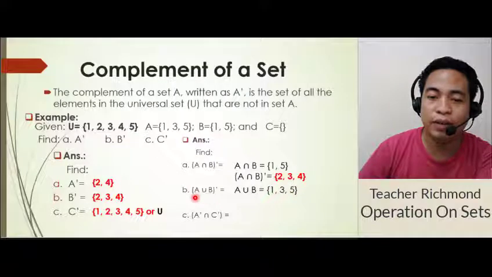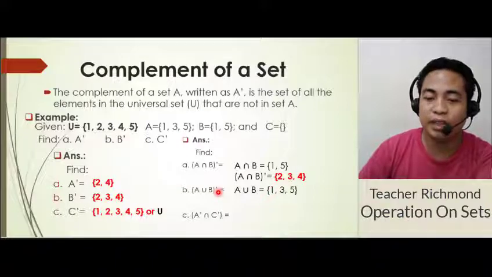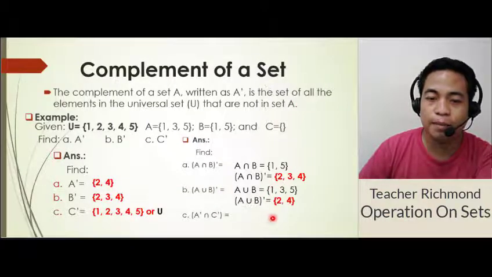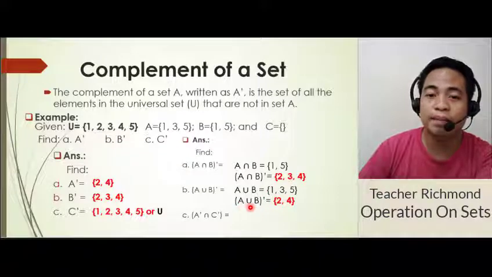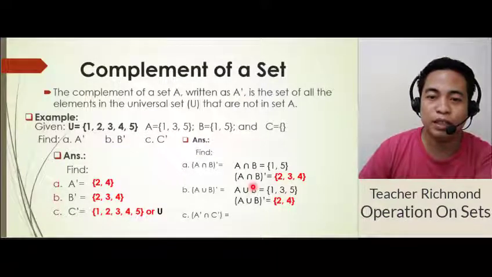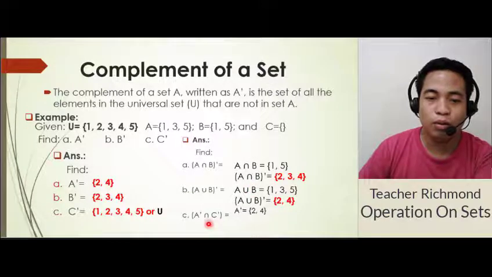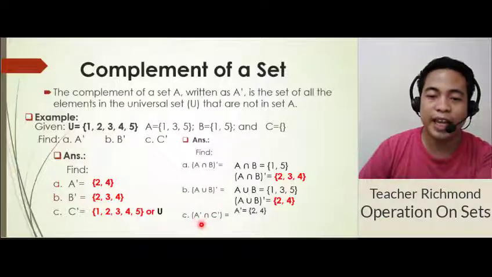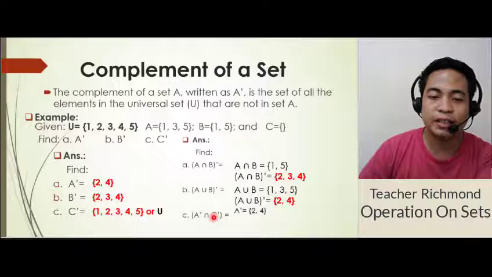So if you have the value already for the operation inside the parentheses, which is the union of set A and B, then you can get the complement. So the complement of the union of A and B is 2 and 4. Okay? Next example, last example for complement of set. So we have here the complement of set A intersection with the complement of set C.